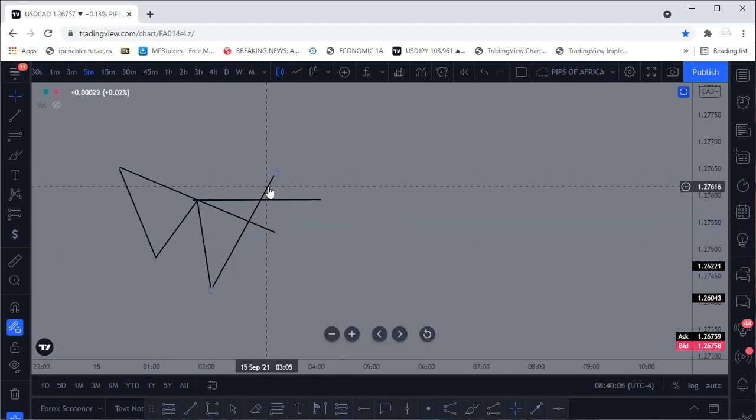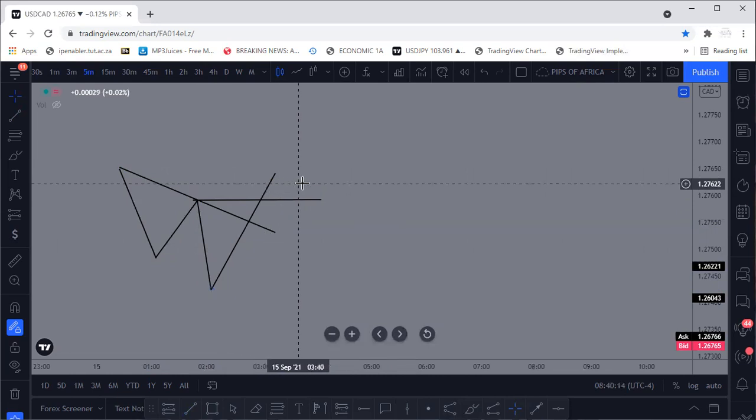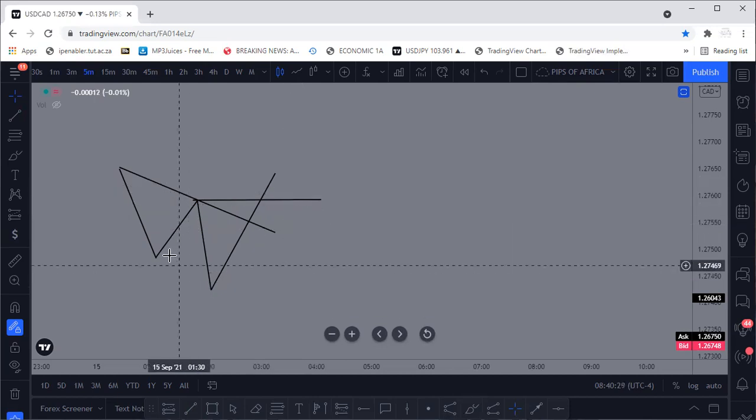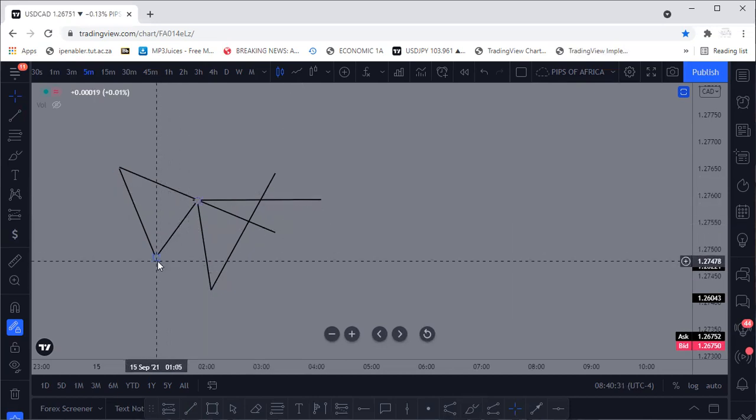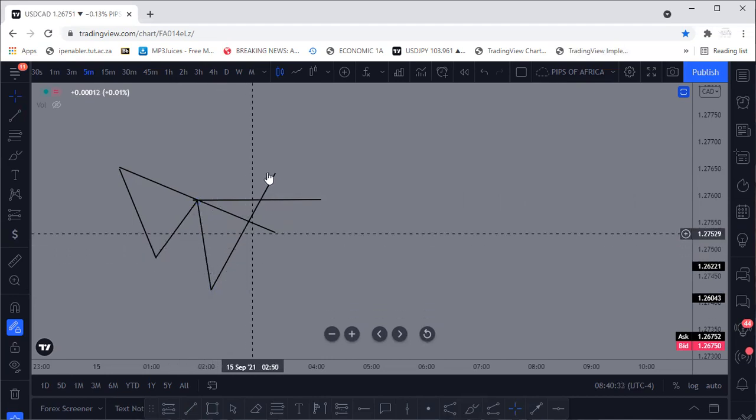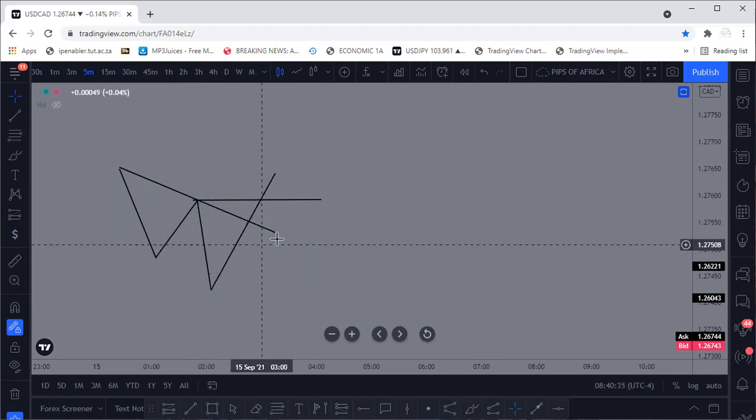You have seen these things so many times in the chart. Now, because the structure is broken, you must always check: is this a true break of market structure, or is it a fake break of market structure? How can you tell that this break of market structure is real or not?